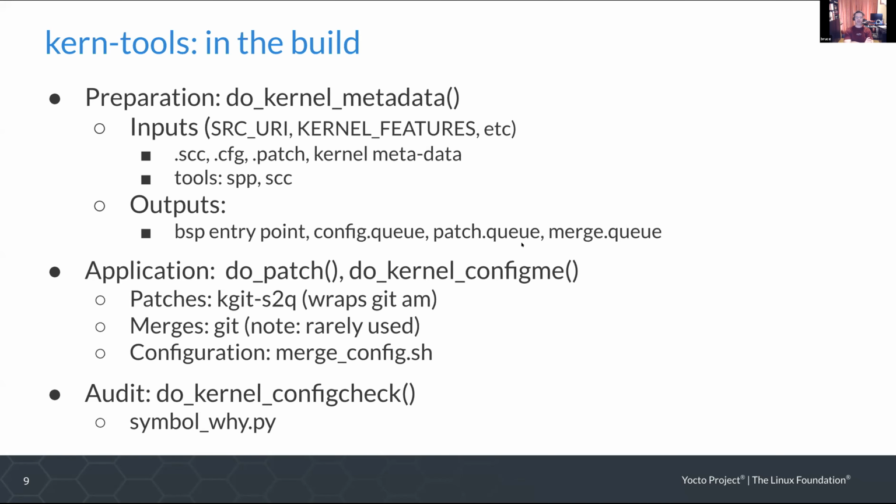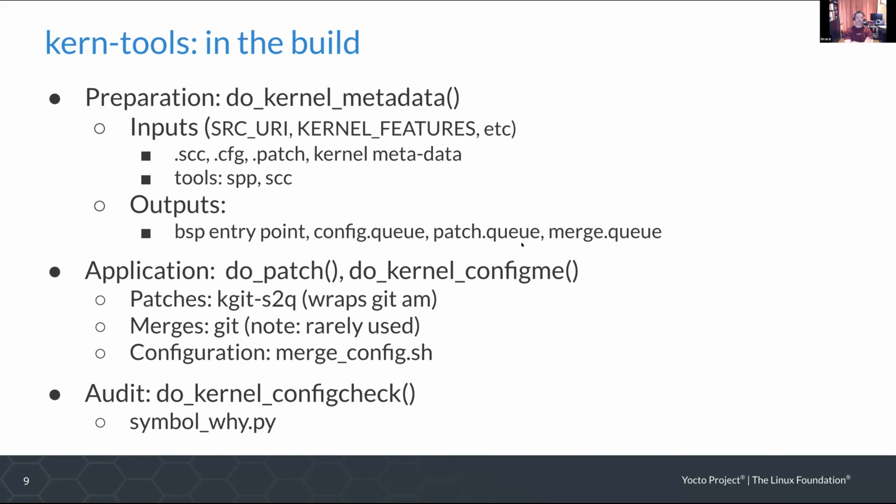And so that just takes a look at what has come in on the source URI, the standard source URI. There's the variable kernel features, and it looks for configuration fragments, which are .cfg. It looks for patches. It can take a kernel metadata repository, or it can look for these .scc files, which are literally combinations of .cfg and .patches in the same thing. So it takes all of those.